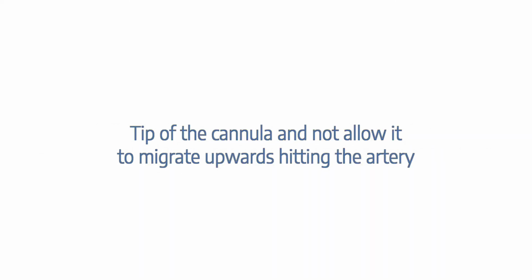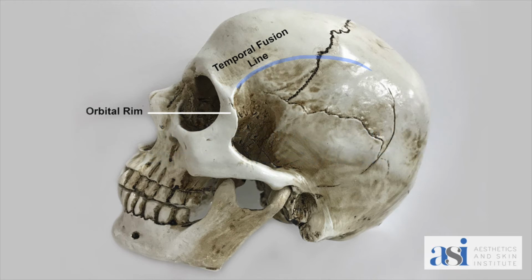One needs to be mindful of the tip of the cannula and not allow it to migrate upwards, hitting the artery despite this being a blunt instrument. When choosing the second and third techniques, one must first identify the temporal fusion line and the zygomatic process of the orbital rim. The second plane of injection is just under the deep fascia.